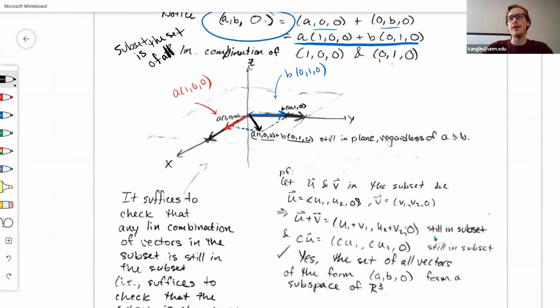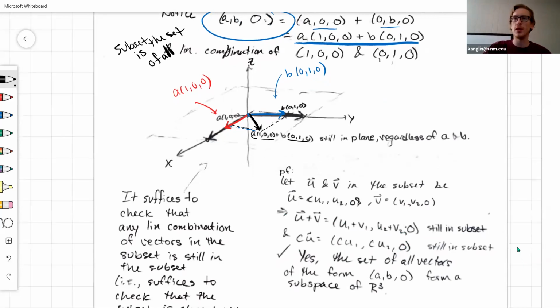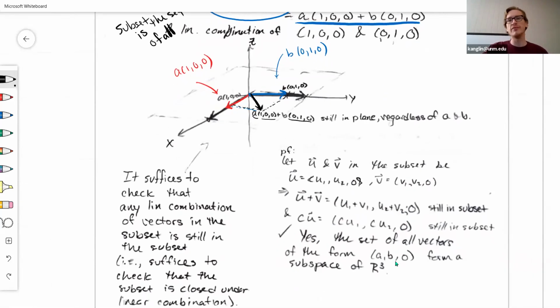If I add these two, what do I have? I still have something with the 0 in that last slot. So I still have the correct form. This is still in the subset. If I take a scalar multiple and multiply it through, when it hits that 0 in the last component of U, it just turns into a 0. So still that scalar multiple will have a 0 in the last slot, meaning that this is still of this form. We are still in the subset. So yes, the set of all vectors of this form is closed under addition and scalar multiplication. This is showing it's closed under addition. And this shows it's closed under scalar multiplication.